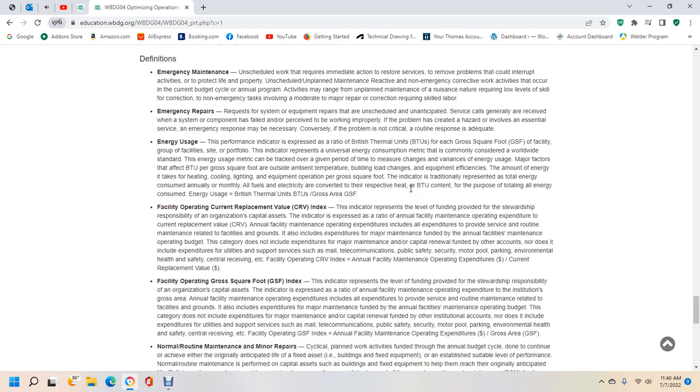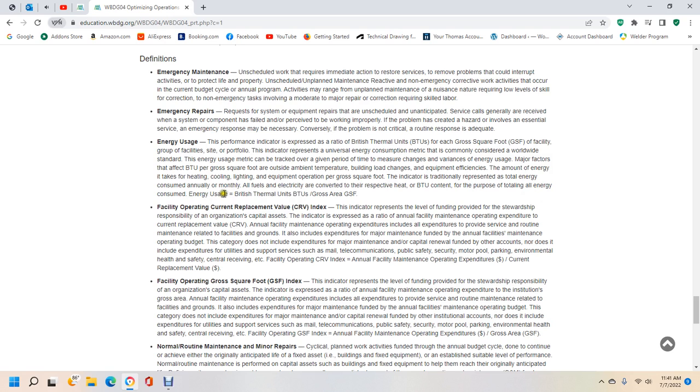Energy use is a performance indicator expressed as the ratio of British thermal units (BTU) per gross square foot for the facility or group of facilities. It is the universal energy consumption metric, commonly considered the worldwide standard energy use metric, and can be tracked over a given period of time to measure change. The variance in energy use is affected by major functions such as outside ambient temperature, building load changes, and equipment efficiency, including the energy taken by heating, cooling, lighting, and equipment operating per gross foot. It is based on total energy consumed annually or monthly. All fuels and electricity are converted to BTU content for the purpose of the tool.